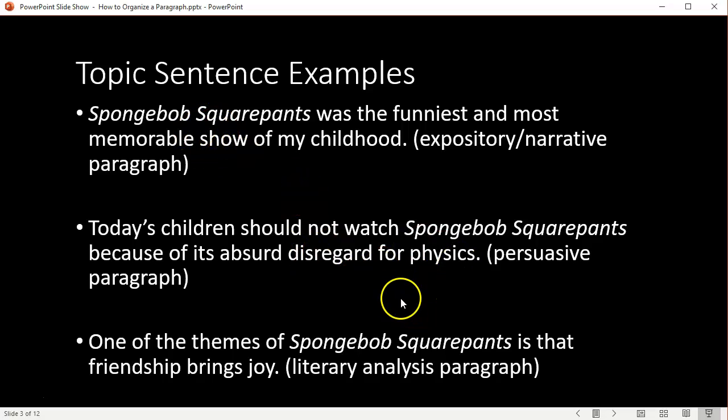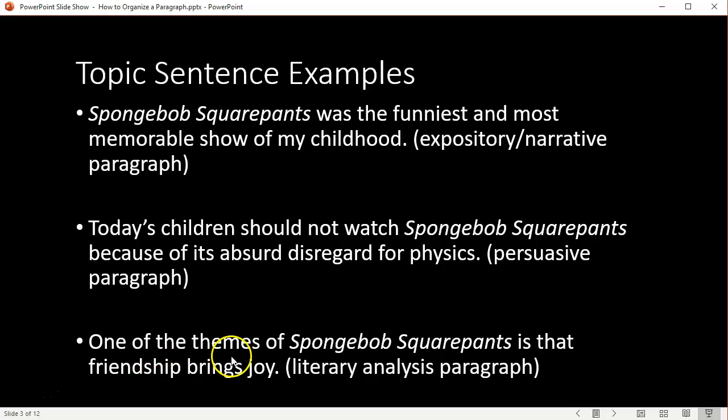Let's try persuasion. Maybe I want to convince my readers not to watch SpongeBob SquarePants. Not that I believe that. I'm playing devil's advocate here. Today's children should not watch SpongeBob SquarePants because of its absurd disregard for physics. So I'm making the argument that since SpongeBob is so unrealistic, kids should not watch it. Well, again, I don't agree with that, but we'll see how we can develop that later on.